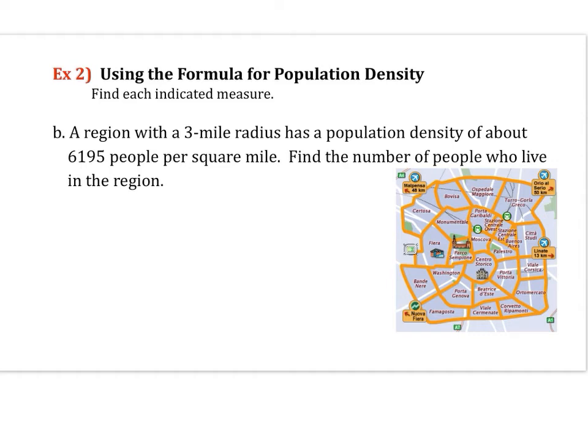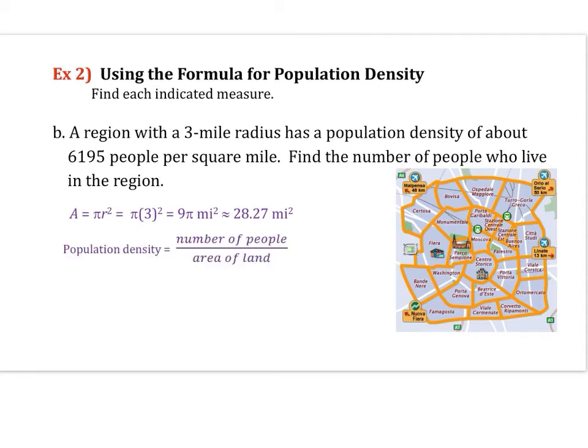All right, let's take a look at our second example. A region with a 3-mile radius has a population density of about 6,195 people per square mile. Find the number of people who live in the region. Start by finding out the area of the region. So use your pi r squared formula for area of a circle. With a radius of 3, we substitute r with 3, resulting in 9 pi to be exact, and then we know that this is approximately 28.27. So next we want to write out our new population density formula, which is the ratio of number of people to area of land. Next we substitute number of people with 6,195 and area of land with 9 pi. Type that in our calculator and we get approximately 175,159 for the population.